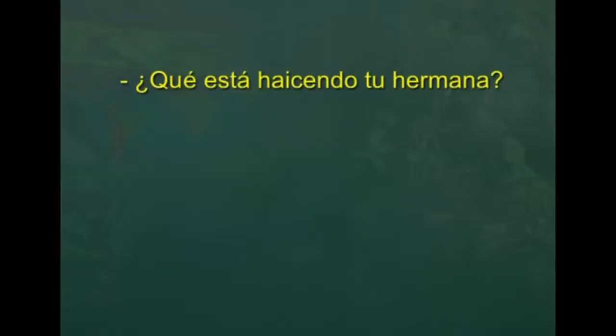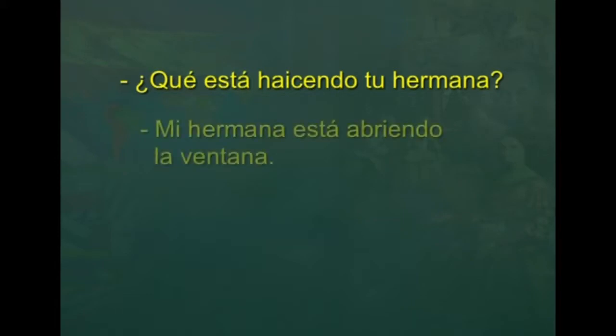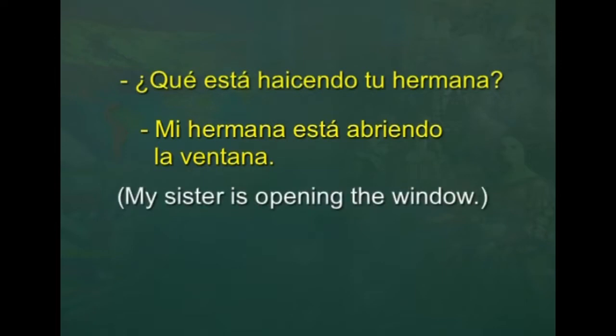And the last verb is abrir la ventana. How do you use it to reply, ¿Qué está haciendo tu hermana? In the reply, you say, Mi hermana está abriendo la ventana. My sister is opening the window. Is it clear? ¿Entiendes? Muy bien. You're doing well. Keep it up.